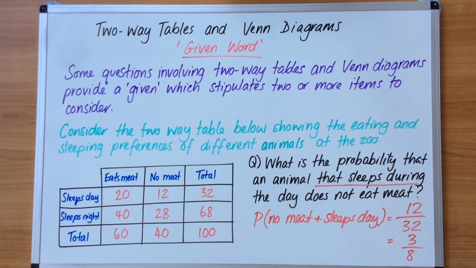So it's very important that when you read this type of question, you look at the first statement. It says, what is the probability that an animal that sleeps during the day, okay, does not eat meat? So we start in the sleeps during the day. Sometimes you can get this back to front in a question. It's just making sure you look at the correct language and go from there.